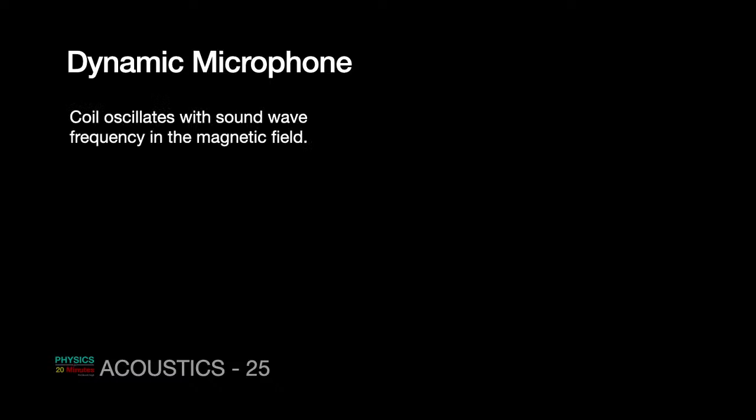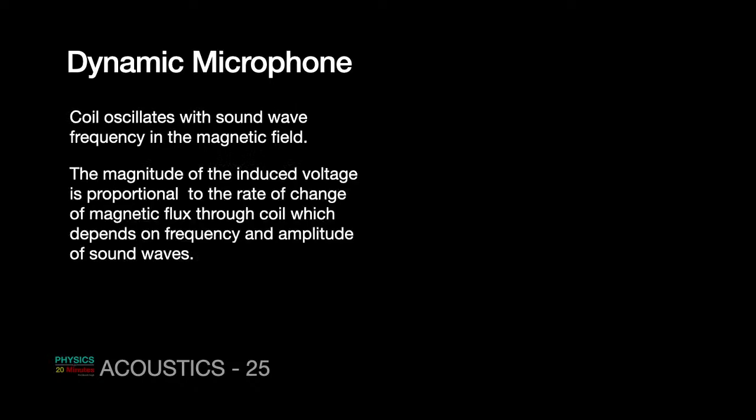Then the dynamic microphone is familiar, just like the dynamic loudspeaker. There is a coil which is kept in a magnetic field. Whenever the sound wave hits, the diaphragm oscillates. That makes the coil attached to it vibrate in a magnetic field, and the flux through the coil will change. As the flux through the coil changes, an EMF is induced in the coil.